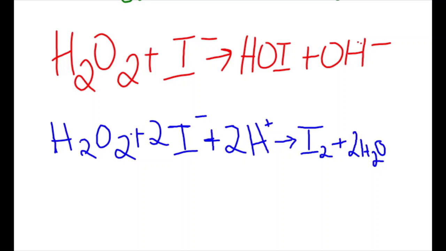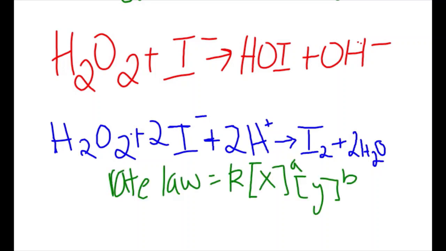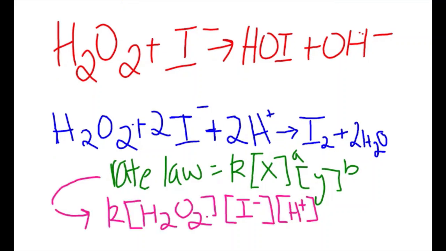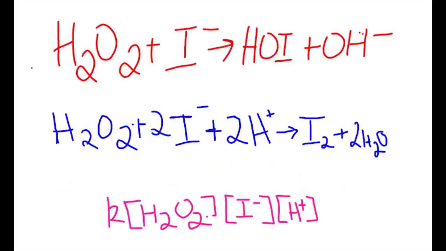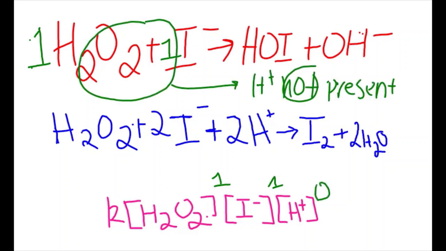Remembering that our elementary reaction is what is written in blue, and that our rate law is what is written in green, we can replace X and Y with the reactants in our elementary reaction, H2O2, I- and H+. Now we must find the orders of each reaction. Referring to the slow step of our mechanism, we see that H2O2 and I- have an assumed coefficient of 1, meaning that it's first order with respect to H2O2 and I-.